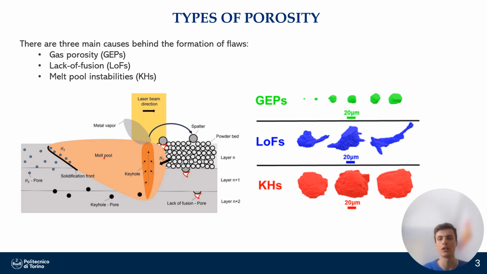Then we can see the lack of fusion. This type of porosity arises primarily from incomplete melting due to suboptimal printing parameters such as low power, or powder spattering during the process. Lack of fusion pores are generally large and irregular in shape.